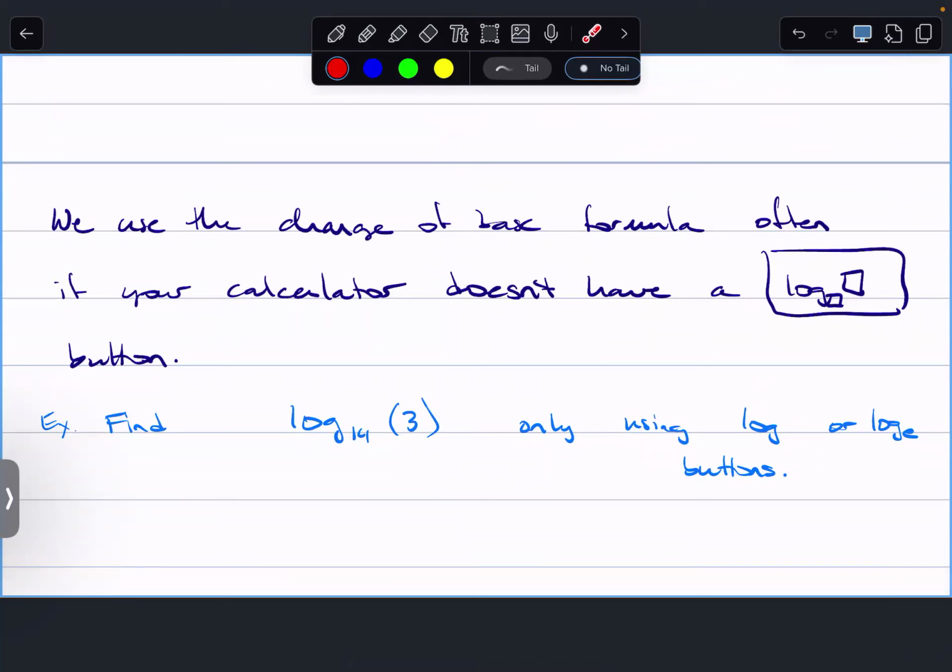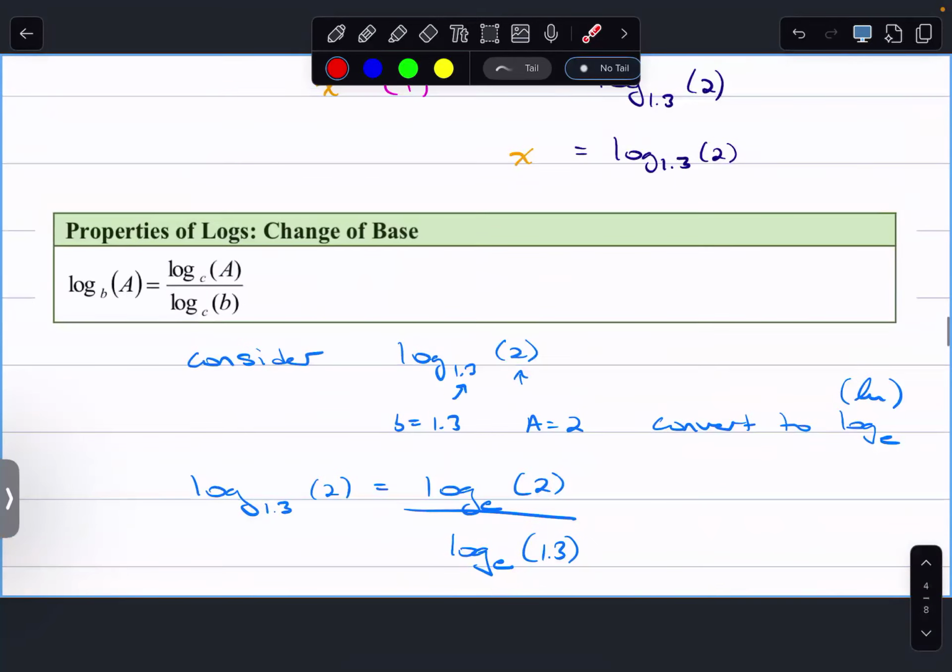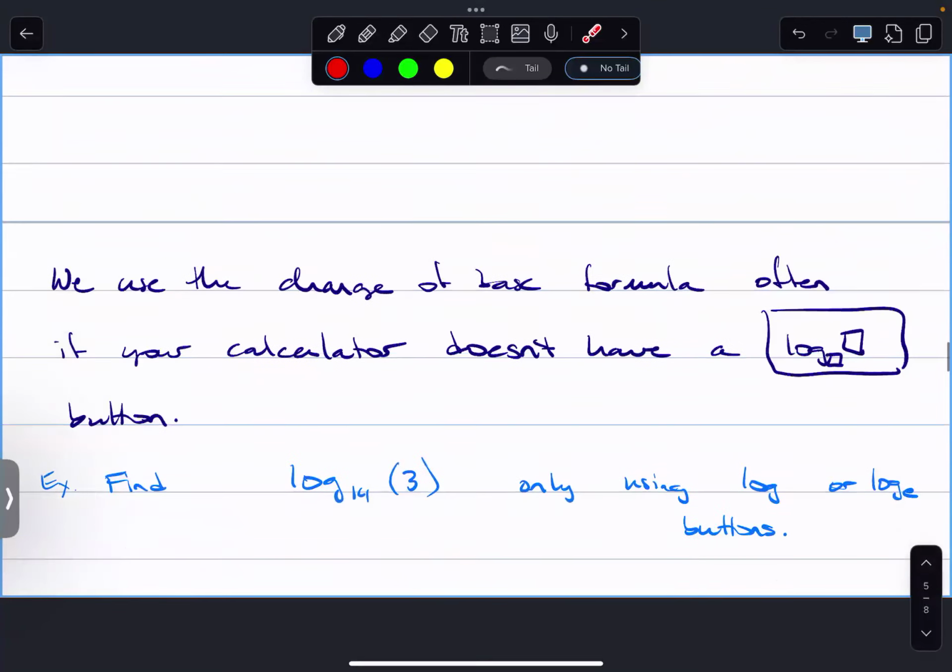So we have the fancy log base, the empty base button. But like I said, a lot of calculators don't have that button. They only have log base 10 and log base e. Then if you want to find the log of any base b, you would use either log base 10 or log base e, as long as you're consistent. And you can calculate log base 10 or log base e of a over b.